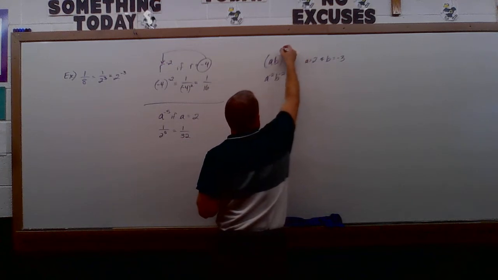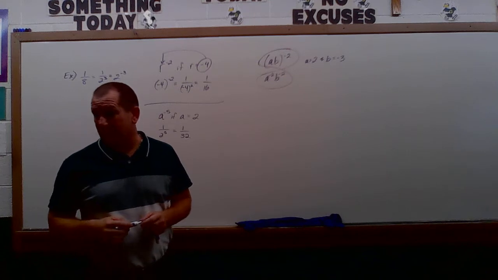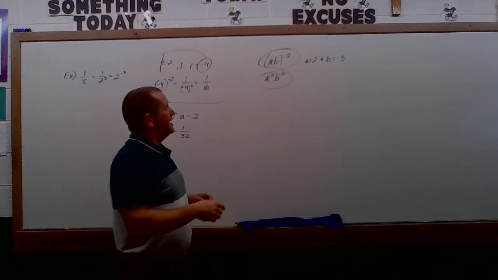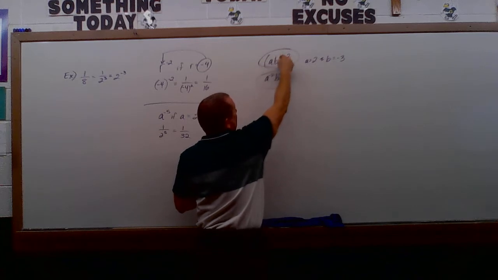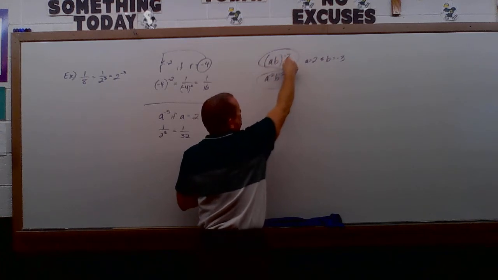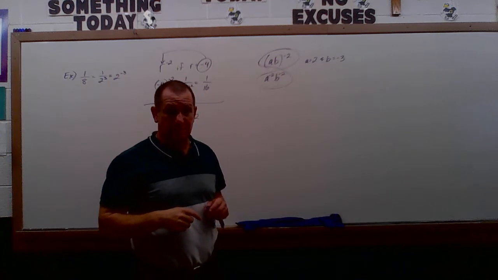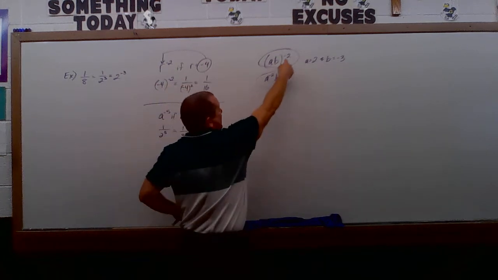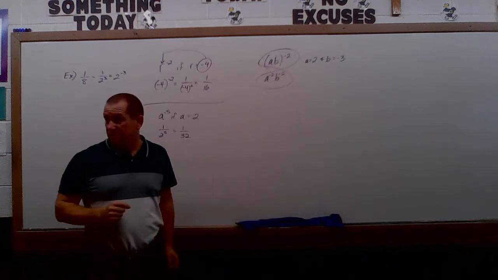These two things right here are exactly the same thing, just different ways of writing it. Because anytime the exponent is outside of parentheses, it means that exponent goes to every single part of the problem on the inside. So negative 2 is to the A and negative 2 is to the B.